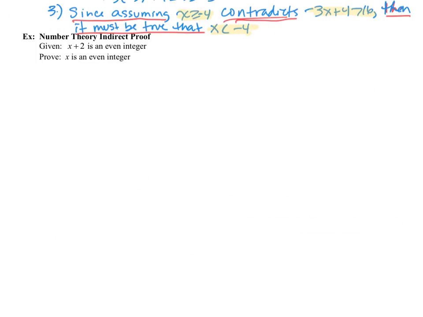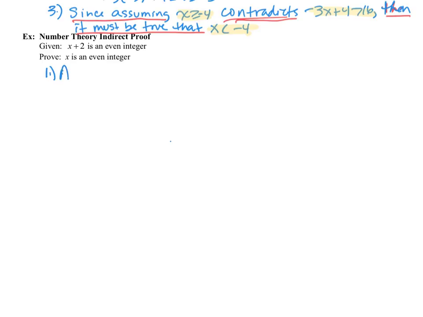So now let's write an indirect proof that has to do with some number theory. Let's say we're given the following. Given that x plus 2 is an even integer, let's prove that x must also be an even integer. To prove this indirectly, step 1, remember, is to assume the negation of your proof statement. Our proof statement is that x is an even integer. To negate that, we'll just say that x is not an even integer.